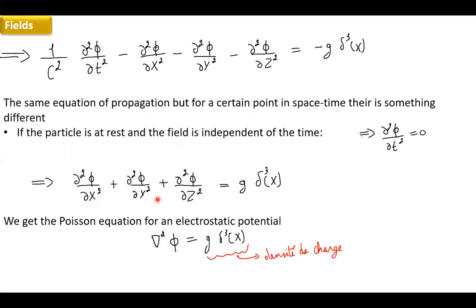So this is the Poisson equation, the sum of the second derivatives of the field phi, which represents the electrostatic potential. Here, g delta 3 of x is the density of charges in this field. So if you remember it from the course of electrostatics, it is the electrostatic potential that is equal to the density of charges in the field.